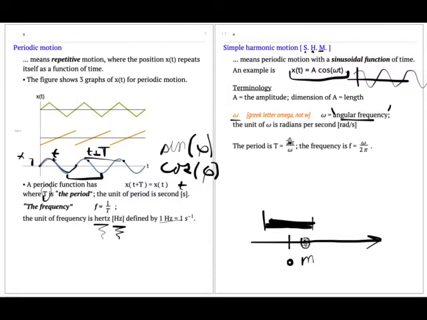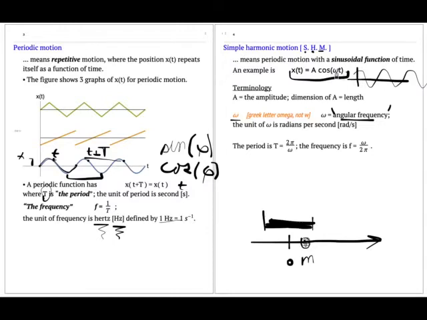Now the period is 2 pi over omega, because the period of the cosine function is 2 pi. The cosine function is repetitive. It repeats every 360 degrees. So the cosine has a period of 360 degrees. But we have to work in radians. We can't possibly use degrees. We have to use radians, and 360 degrees is 2 pi radians.